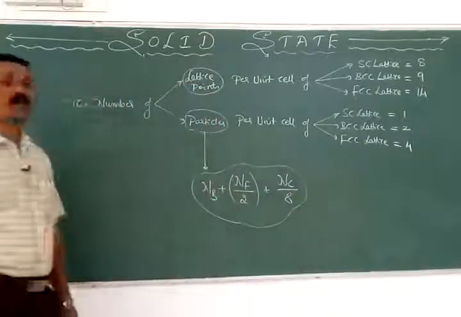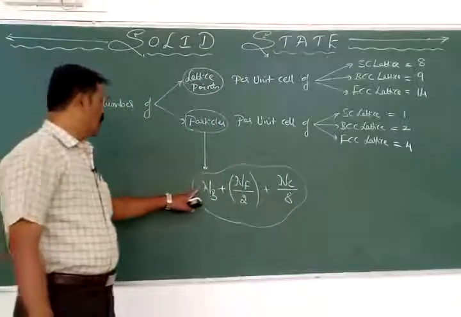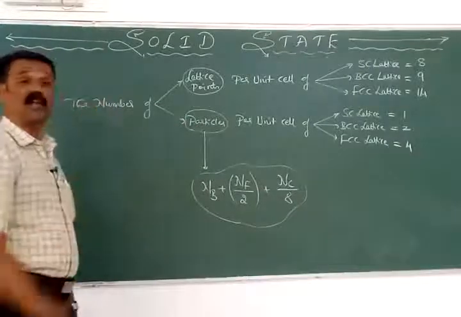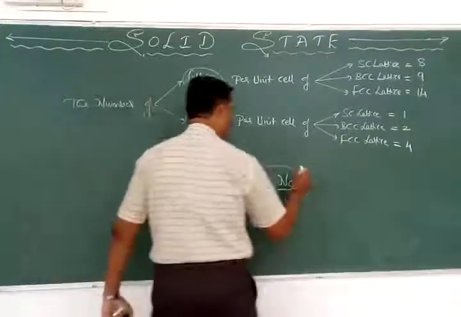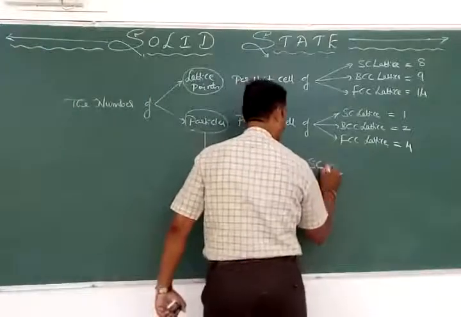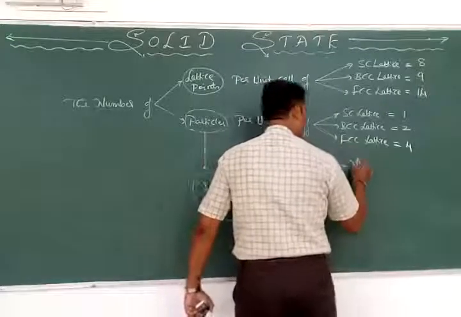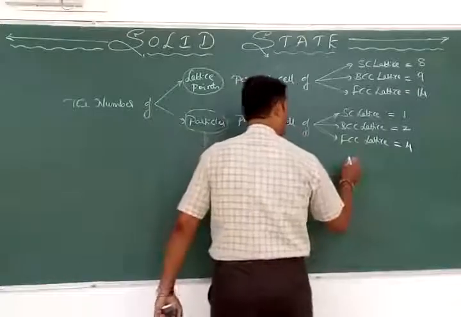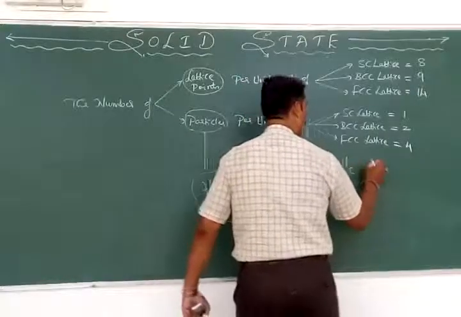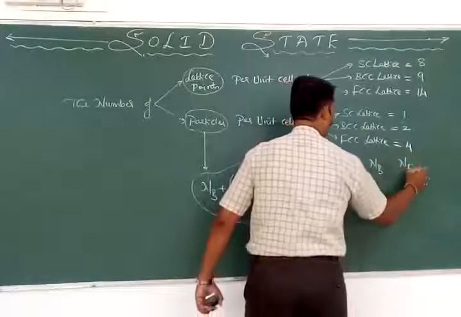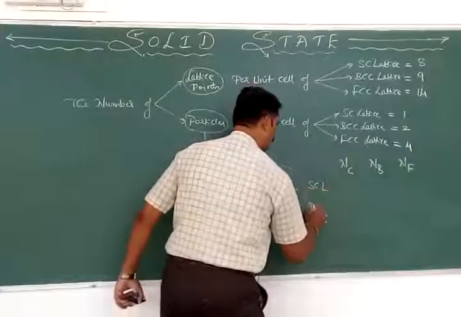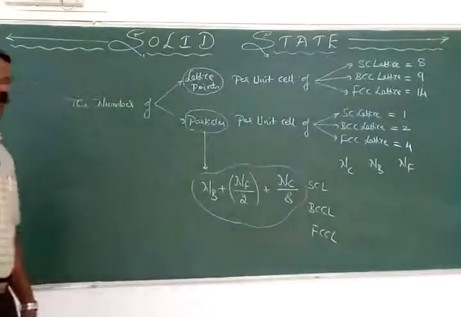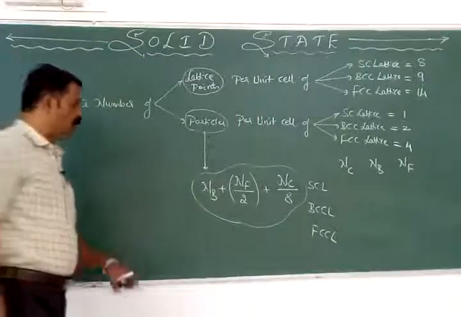Using this formula, we were going to calculate the number of particles present per unit cell of which one? The SC, BCC and then the FCC. Because in case of SCL, I will make a clear distinction here: NC, NB and NF. SCL, BCCL and FCCL. That is simple cubic lattice, body centered cubic lattice and then face centered cubic lattice.